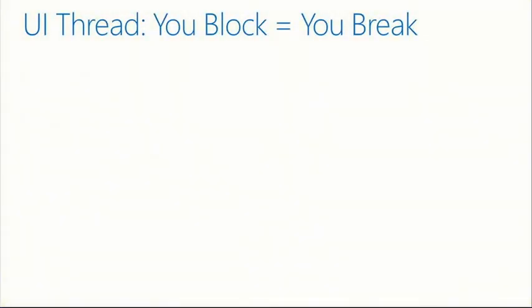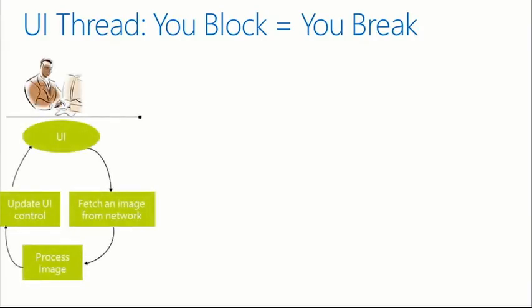So on the UI thread, the paradigm is pretty clear. So if you block, you break. You break the user's expectation. Whether you block or whether you do long-running operations, it's the same thing. Users get frustrated. So take a very naive example. User is asking, I want to fetch an image from the network, process it, and then I just want to see it on my screen.